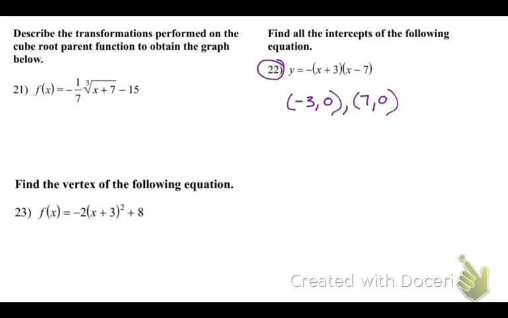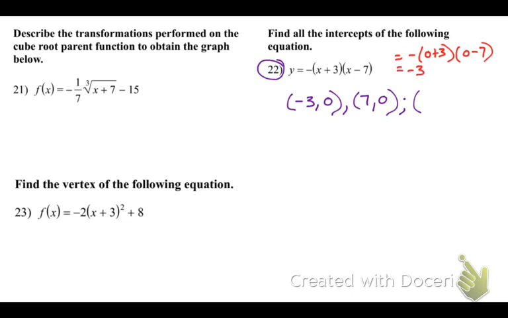And last but not least, notice that it does not state only the x-intercepts. We also have to include the y-intercept. So the y-intercept would be plugging in 0 for x. If we plug in 0 for x, let's see what we get. This would be negative 0 plus 3 times 0 minus 7.